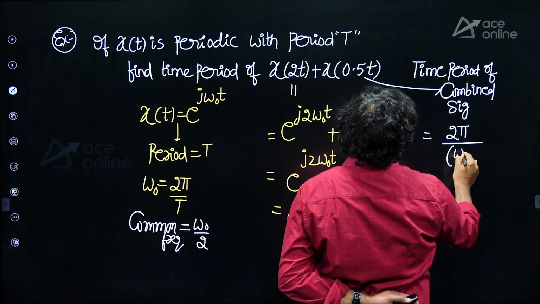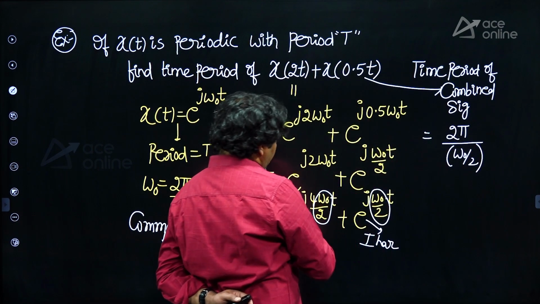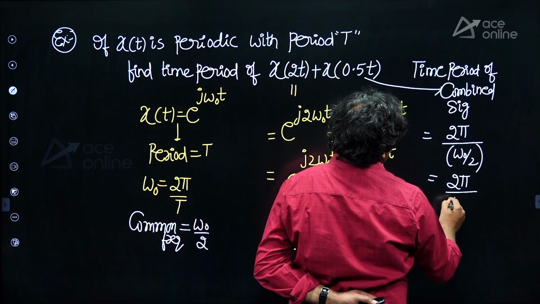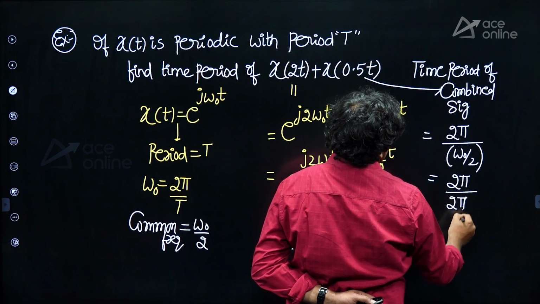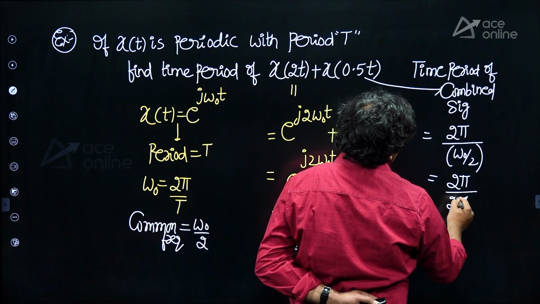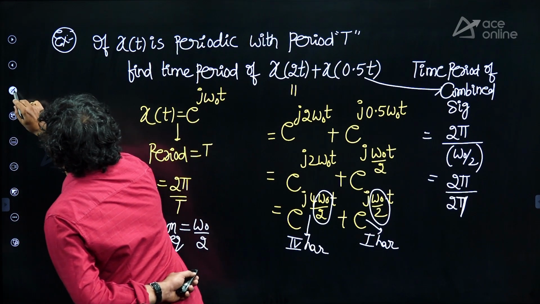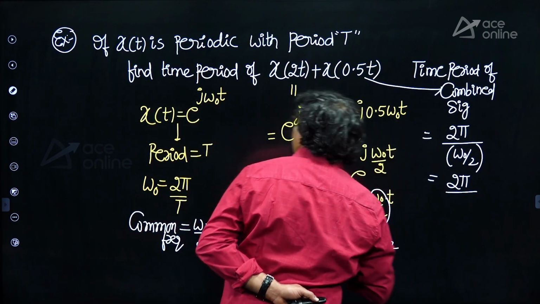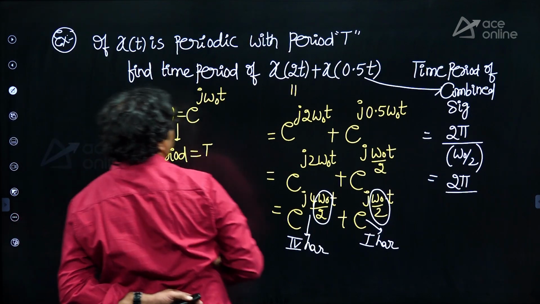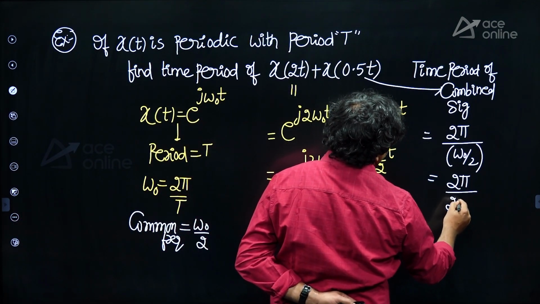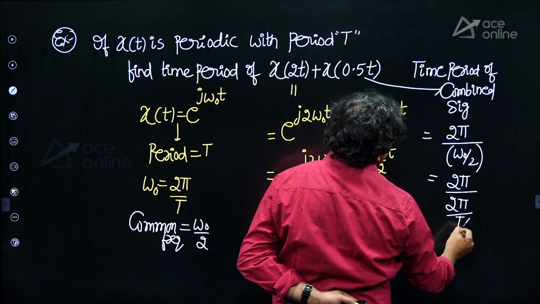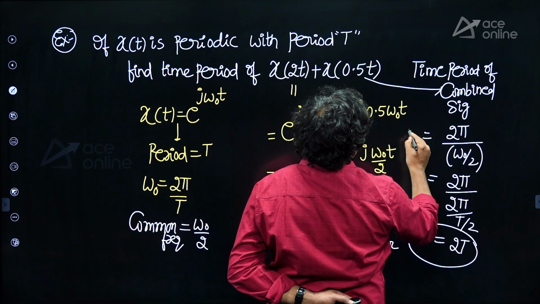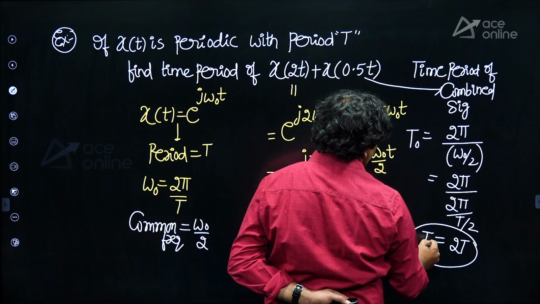What is omega naught here? What is the common frequency they have? Omega naught by 2. So 2 pi by that. Answer is 2T. Let me denote that as T naught.